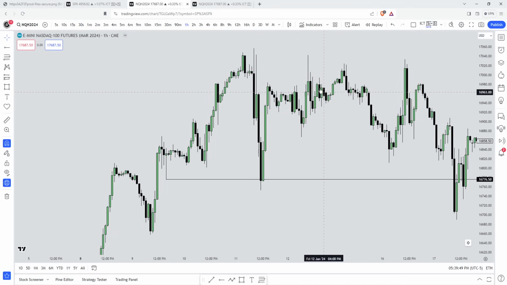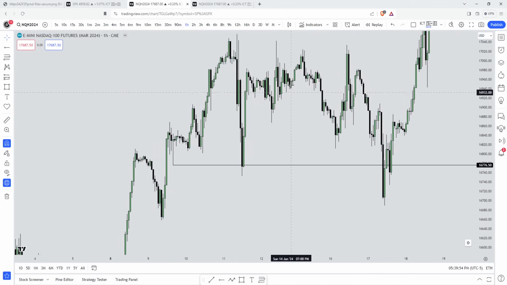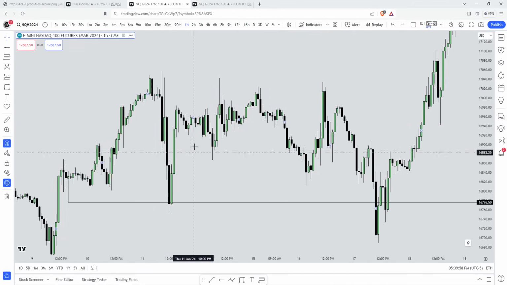If you look on ES, it took out that high, created SMT, indicating that NQ did not need to take out this high right here. So if NQ is heading for buy side, but ES takes out that buy side, and then it starts to reverse, that's a good sign to collapse the trade. I'll leave that for a study for you guys.